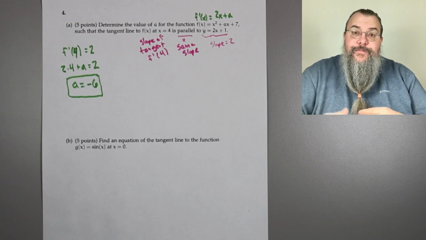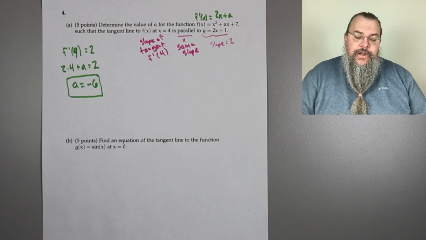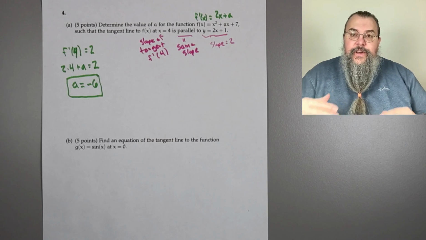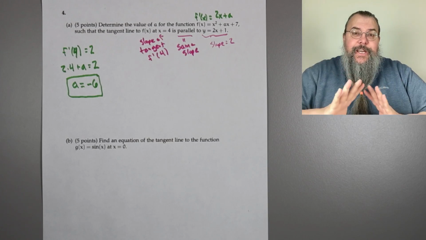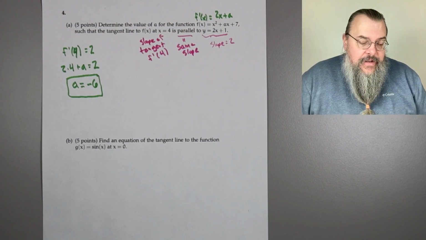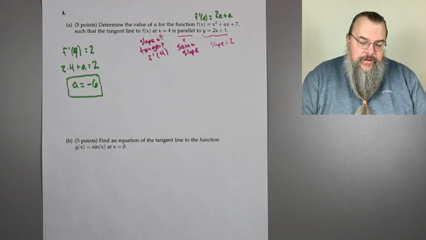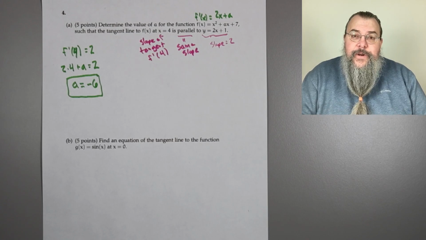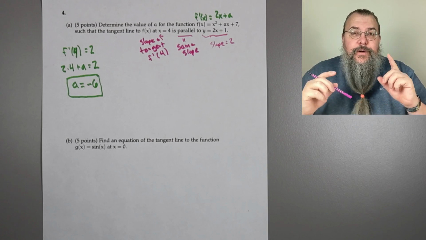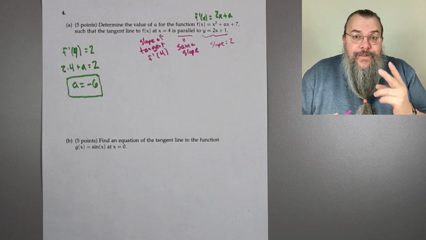Now, part B. Find an equation of the tangent line to the function g of x equals sine of x at x equals 0. So it looks like part A and part B don't actually have much to do with each other other than they're both testing on, do we understand tangent lines? Well, okay, so how do you go about finding tangent lines? Well, there's a nice formula for a tangent line, but essentially, if nothing else, just remember point and slope. Because what do you need to make a line? Point and slope.